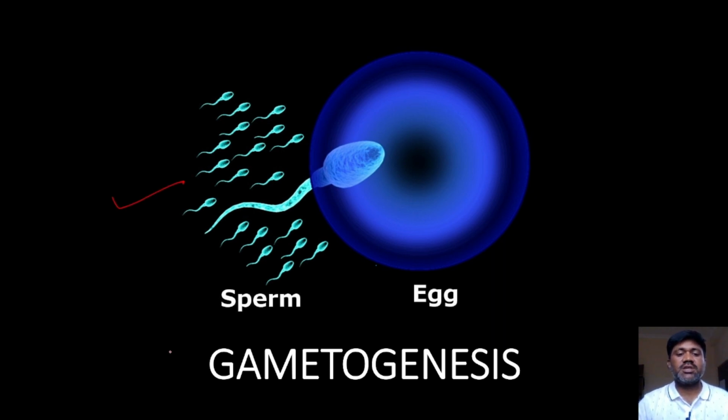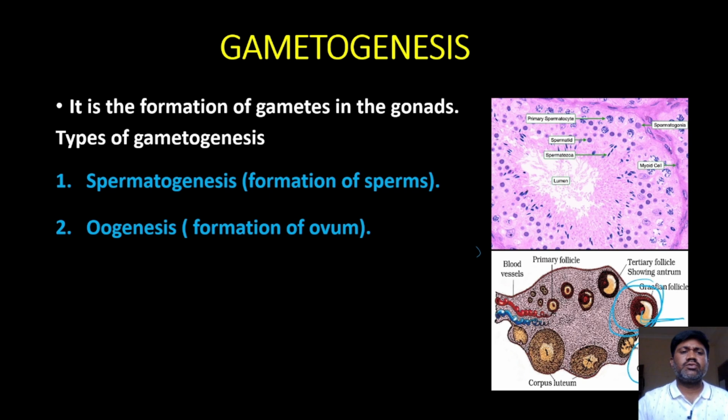Today in this session we will see the gametogenesis process. In the previous session we already discussed the female reproductive system. First of all, what is gametogenesis? Gametogenesis means formation of gametes in the gonads. Gonads means testis and ovary, right? So formation of gametes is called what? Gametogenesis. In males, gamete formation is called spermatogenesis, and in females it is called oogenesis.